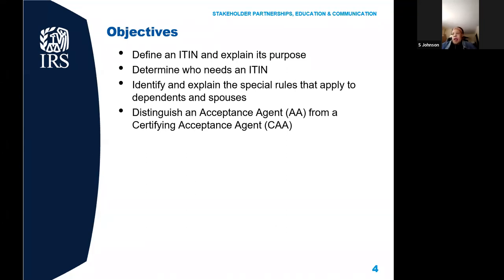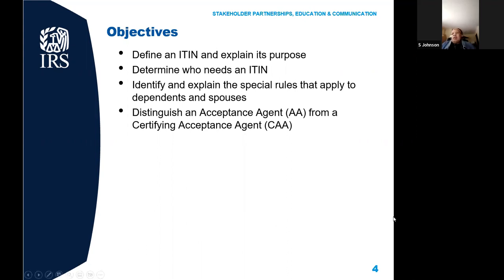here, we have the objectives. This is kind of like a class, and we're going to define the ITIN and explain its purpose, determine who needs an ITIN, identify and explain the special rules that apply to dependents and spouses, and distinguish between an acceptance agent and a certified acceptance agent. Those are kind of like helpers that assist taxpayers in getting their ITIN. They've gone through some training with the IRS.